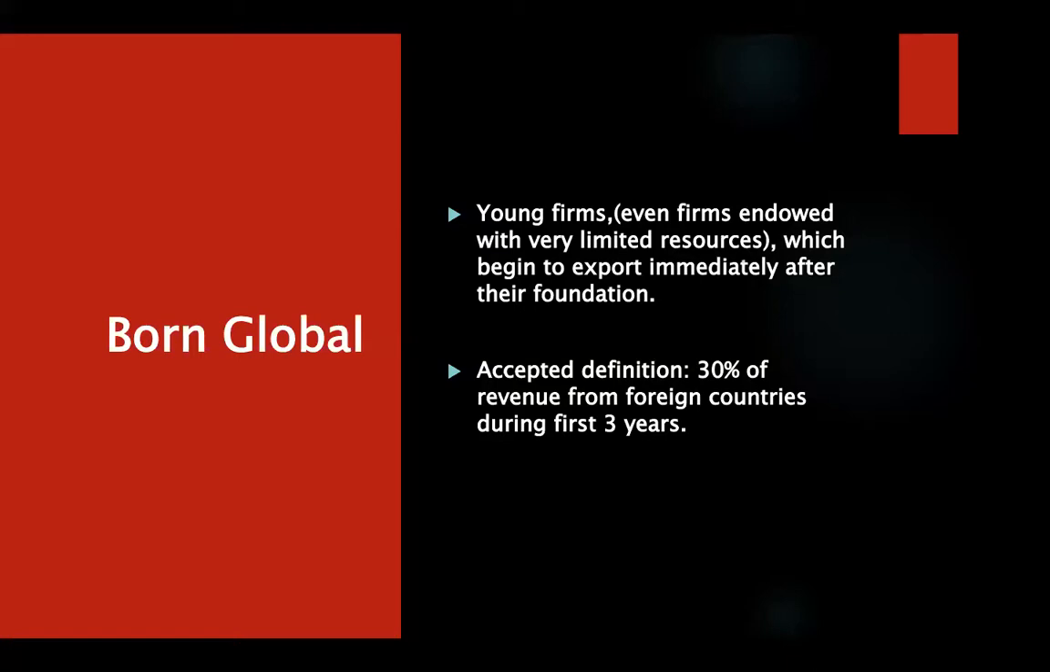This is an accepted definition to classify your company as a born global company, because if you can derive at least 30% of your total revenue from foreign markets during the first 3 years itself, that means your company was created as a born global company. You can classify it as a born global company because you generate at least 30% revenue from foreign countries within 3 years, meaning your goal to set up this company was to do global business.